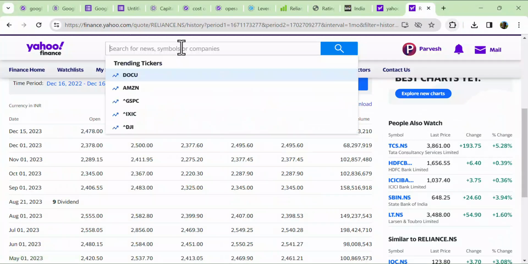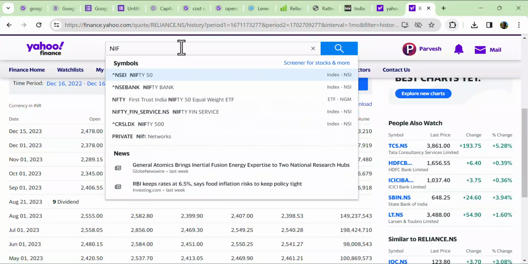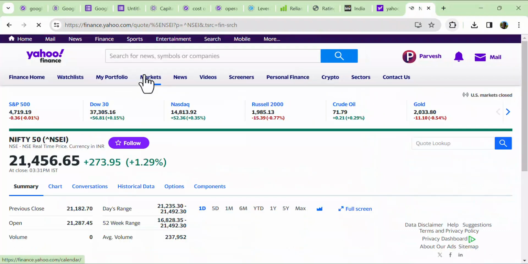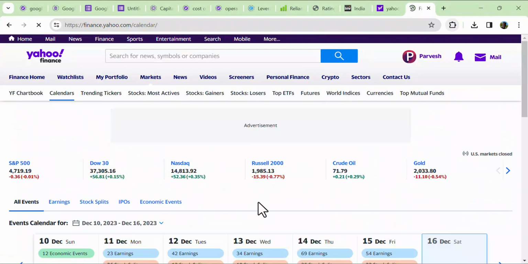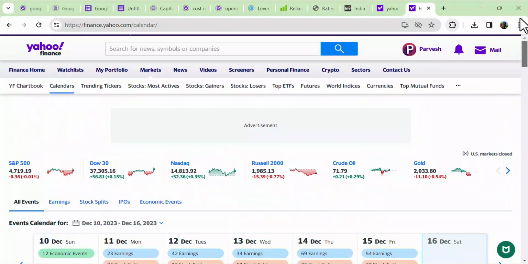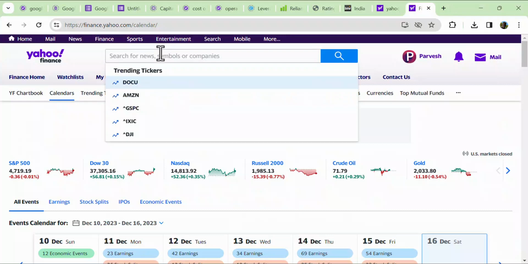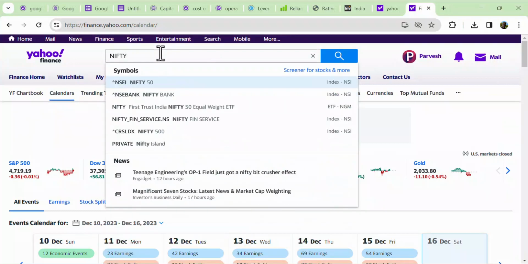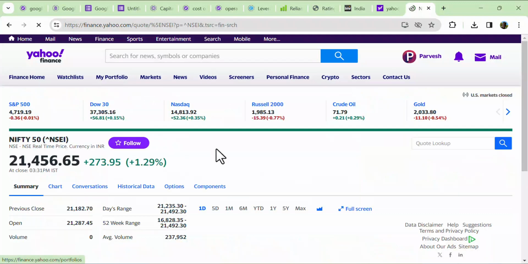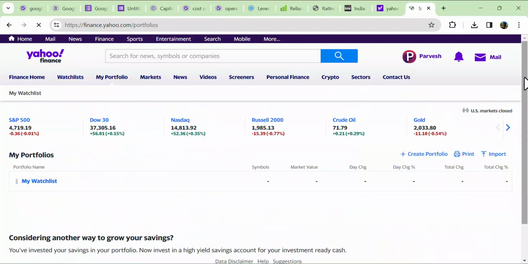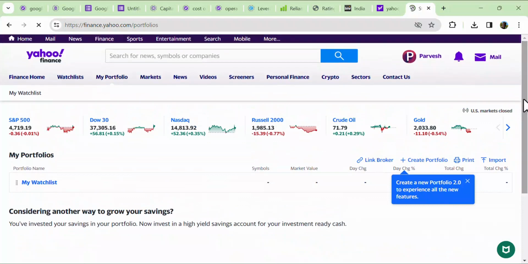और यहां पर कर लिया निफ्टी, निफ्टी 50। ये निफ्टी 50 आ गया। ठीक उसी प्रकार निफ्टी 50। OK, Nifty 50 has come. वो कहां जाता है निफ्टी 50?